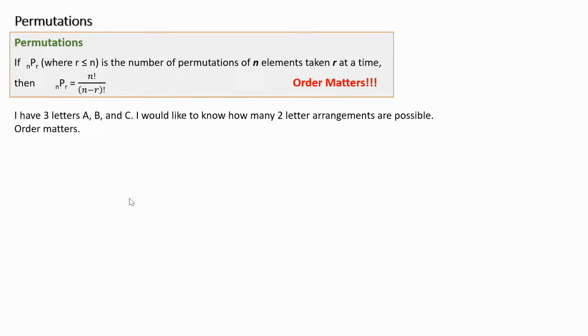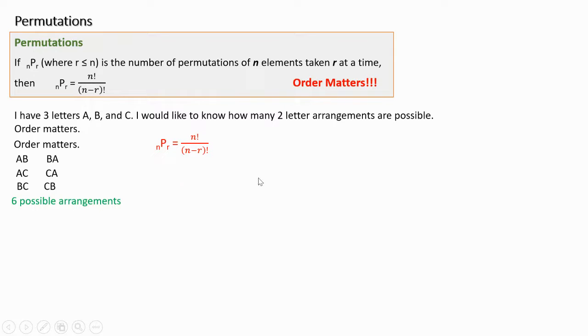Okay, now let's say I have 3 letters, A, B, and C. I would like to know how many 2-letter arrangements are possible. And remember, order matters. So how many ways can I get 2 letters out of the 3? It can be AB, right? Or BA, because here the order matters. AB and BA are 2 different orders. Or it can be AC and CA, and it can be BC and CB. And that's all the possible ways I can get that type of arrangement. So it's 6 possible arrangements.